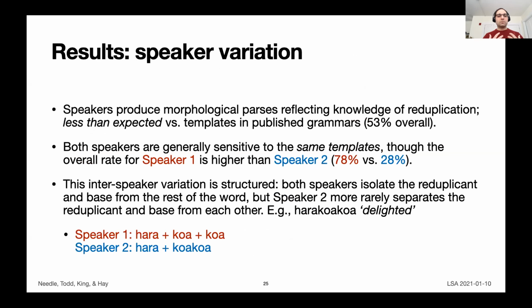So speakers produce morphological parses that reflect their knowledge of reduplication. They do this to a lesser extent than expected based on the published grammar templates, about 53%. They do, however, agree on which templates, even if they have different overall rates. And there's structure in this inter-speaker variation. Speaker 2, for example, is less likely to separate the reduplicant from the base, as in this harakaokoa. And you can see there in blue that they want to keep those 2 parts together.